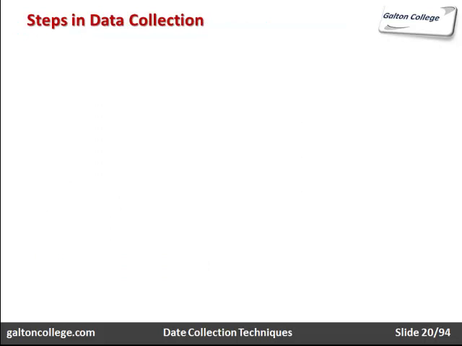Now let's look at the steps in data collection. Well, first of all, we need to identify the objective. Clearly, if we don't do that, we don't do anything. So we need to know what we're doing. So we need to identify the objective.